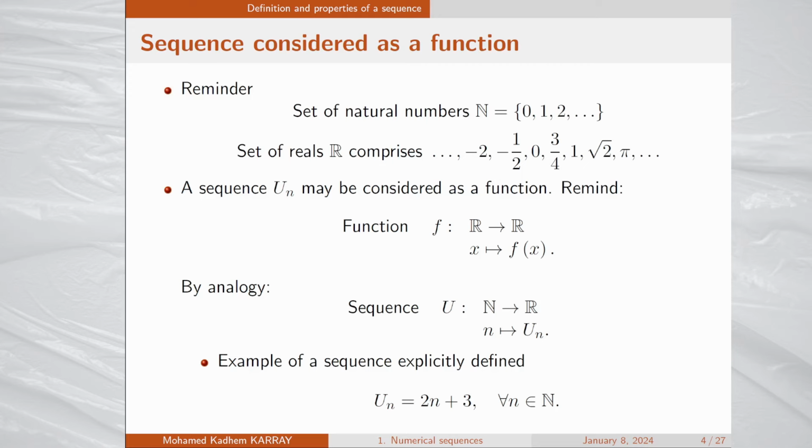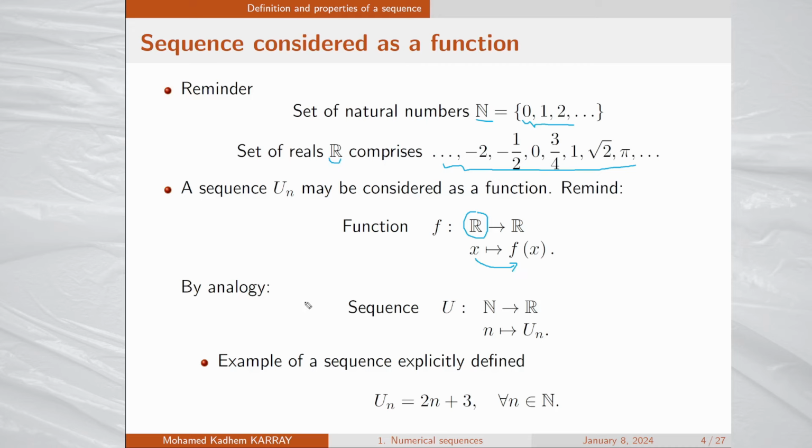We will see now that a sequence may be seen as a function. Remind the notation of the set of natural numbers N, which comprises the numbers 0, 1, 2, etc. We denote also the set of reals or real numbers by R, and it comprises all numbers such as these ones. Okay? So remind that a function is a mapping which goes from the set of real numbers to itself, and it gives to each real number x an image denoted by f of x.